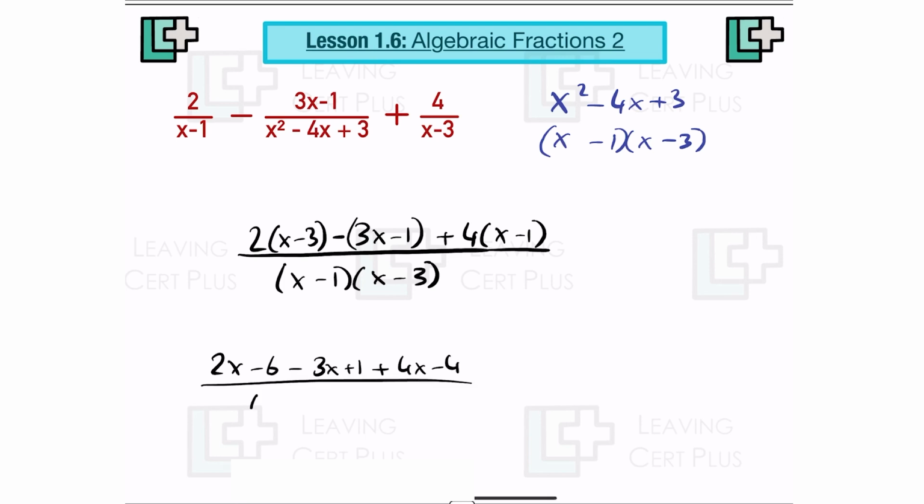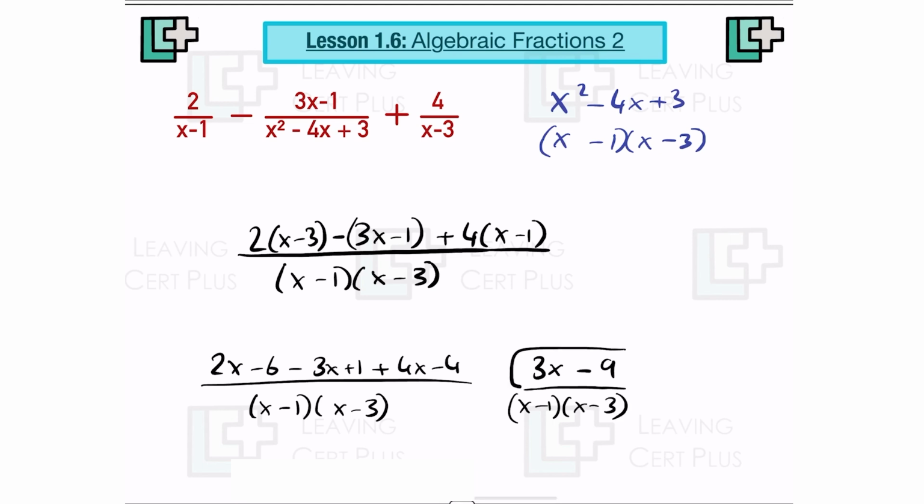On the bottom then, we can leave them for now. So tidying up on top, we got a 2 minus a 3 is minus 1. Plus 4 is going to be 3 altogether. So we got a 3x. And then we got minus 6 plus 3 is minus 3. Minus 4 is minus 7. And that's all over x minus 1 by x minus 3.